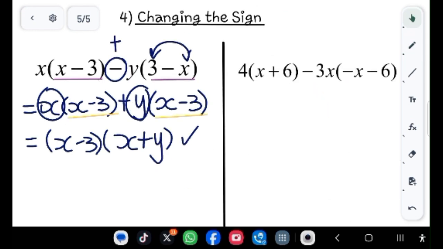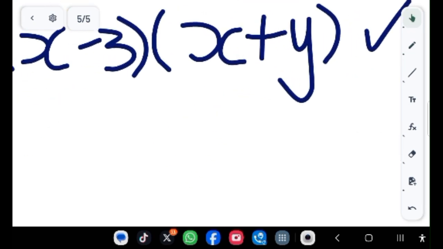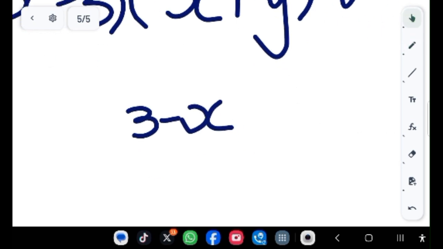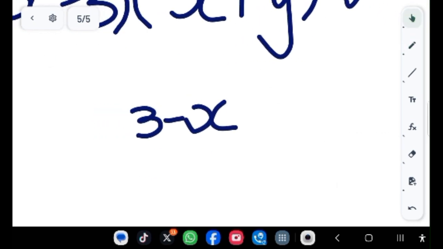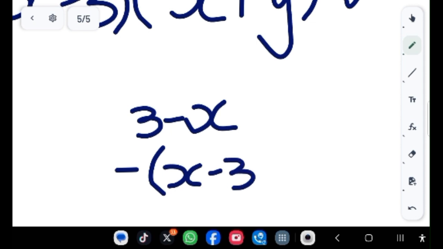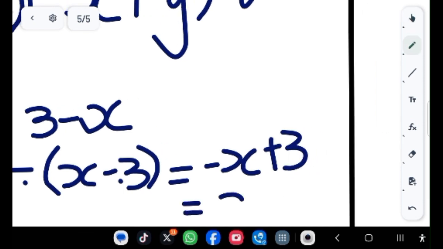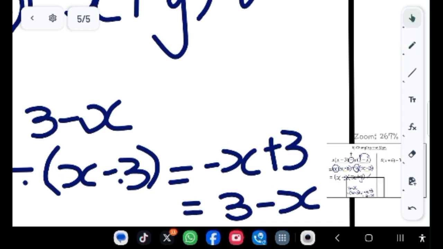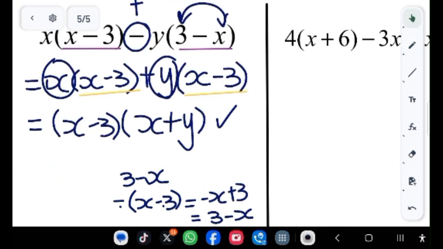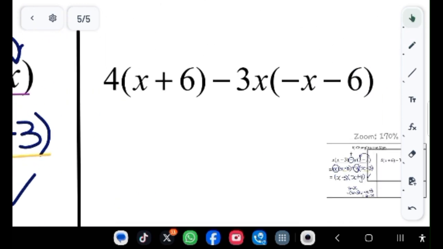Now I'm going to show you why this is the case. Let's look at 3 minus x. Let's look at minus in bracket x minus 3. That is equal to minus x. Minus negative is plus. Minus x plus 3. That can also be written as 3 minus x. So yes, that's how you can justify that, and it is very, very correct.